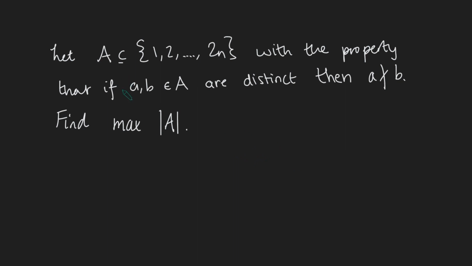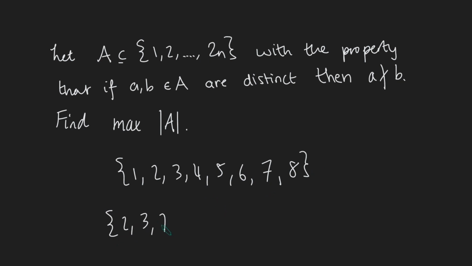Just to give an example of what this set A could be, if we have 1, 2, 3, 4, 5, 6, 7, 8, so this would be the case where n is 4, maybe A could be the set 2, 3, 7, because if I choose two different elements from here, one doesn't divide the other. However, with this set, I couldn't make it bigger by adding a 6, say, because 3 divides 6. So that wouldn't work. Now, this isn't to say that this is of maximal size.